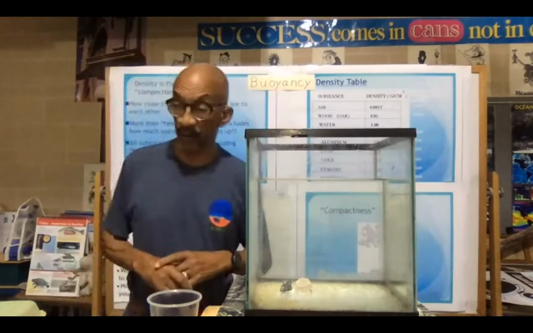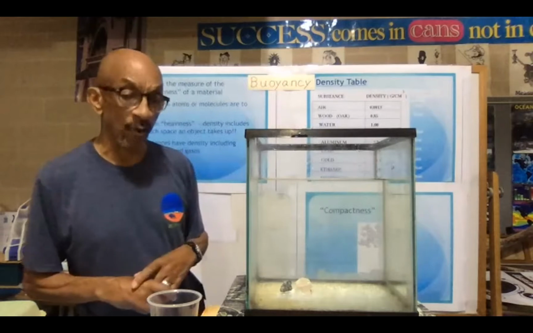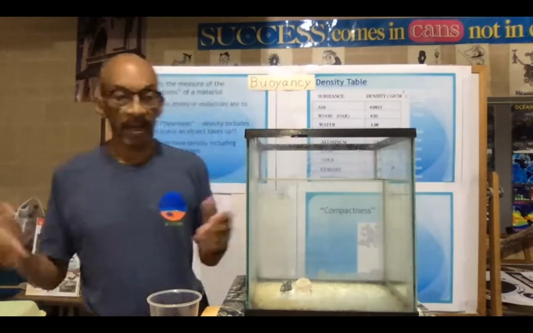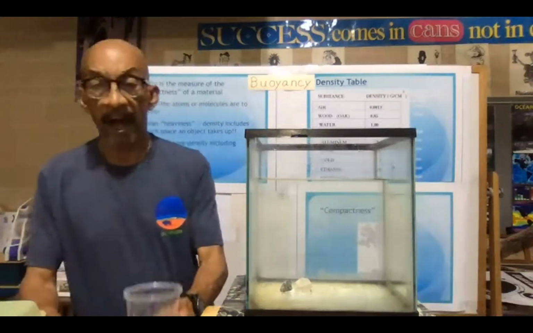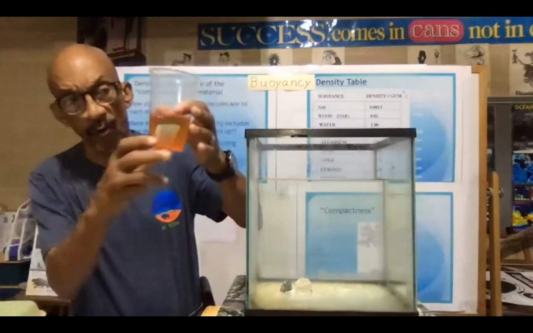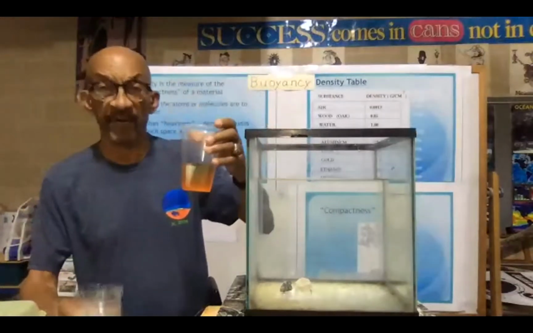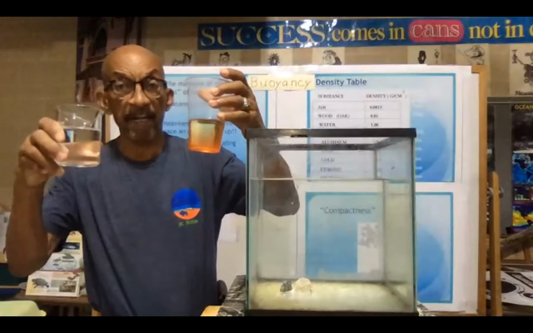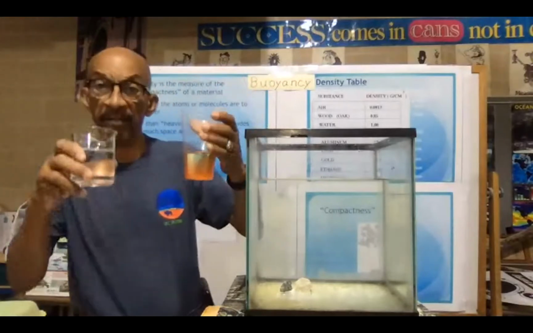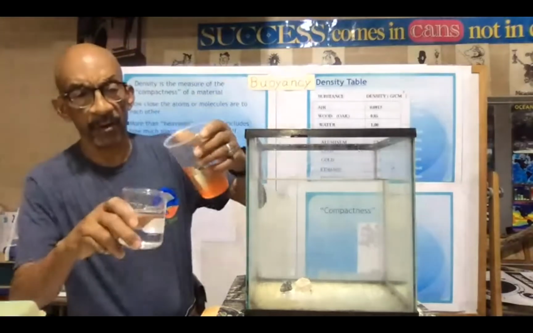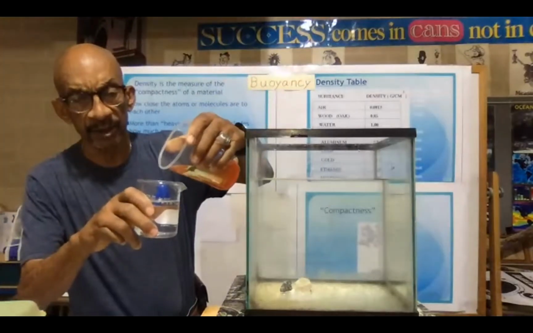Cooking oil has a rating of 0.91. What do you think is going to happen to it? Well, to help you understand that, I have a little cooking oil right here. I put a little food coloring in it so we could see the difference between it and water. And I'm going to pour a little bit in this beaker, and we're going to see what happens. Just a little bit.